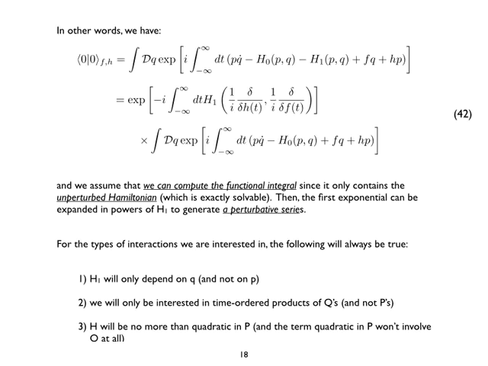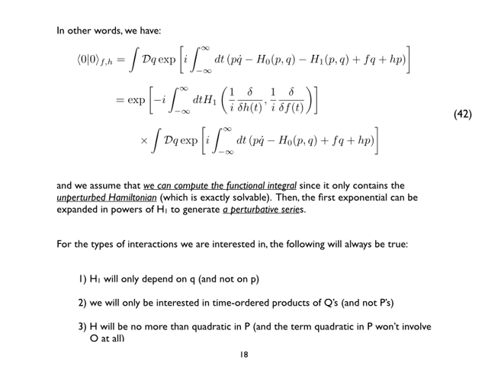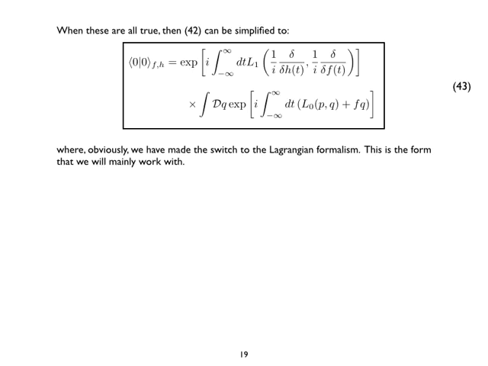And for other reasons, the Hamiltonian is only going to be quadratic in P. Okay? So those are three very simplifying features. That O down there, that's supposed to be a Q. Yes. Yeah. Thank you. And P won't involve, yeah, it should be Q. It won't involve Q either. Yeah, in particular, it won't involve Q. Thanks.